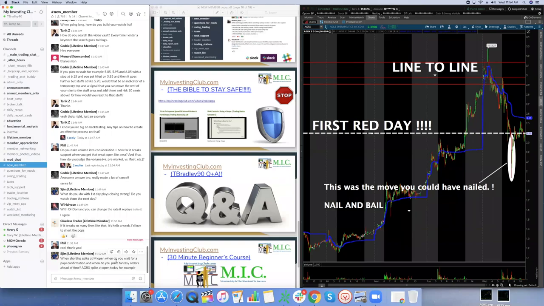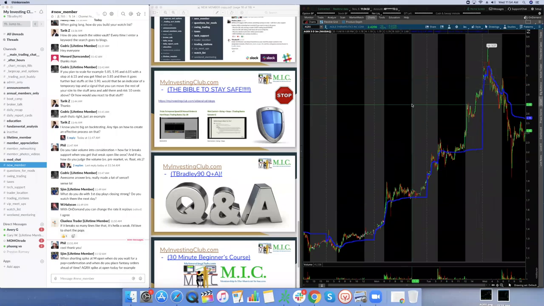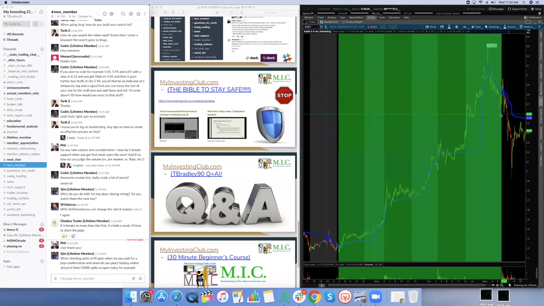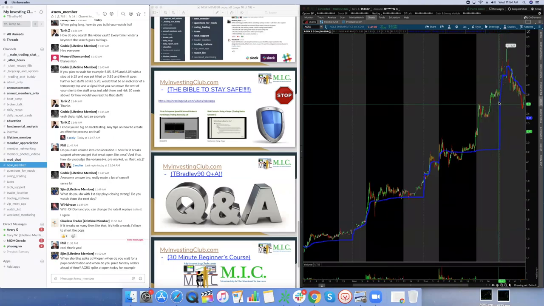When shorting a spike at the morning open, when do you wait for a pop confirmation and when do you place fantasy orders ahead of time? HRX spiked at open today, for example. Oh, something like this? Well, here's the thing. Let me get rid of all this. This is a good example. I am not placing fantasy orders on something like this. Why? Because the trend is so strong. Dude, this has been up for 3 days. I don't want to hit this if it's showing that it's got life.